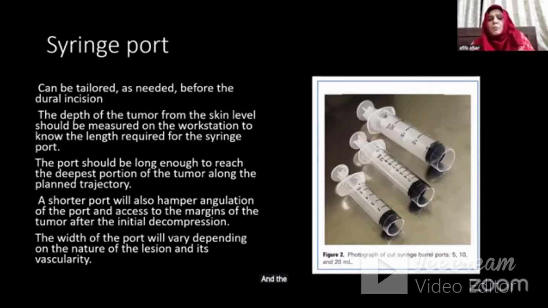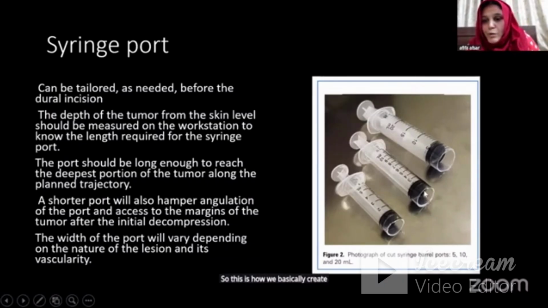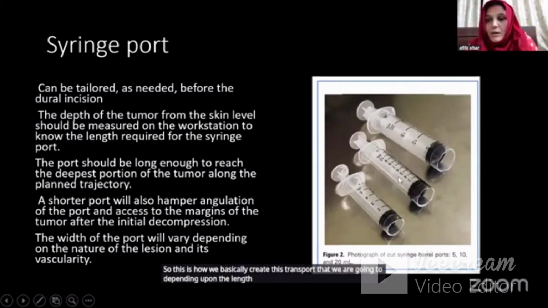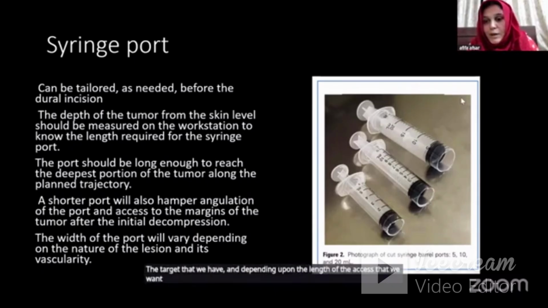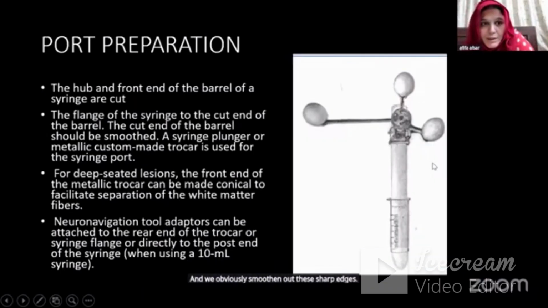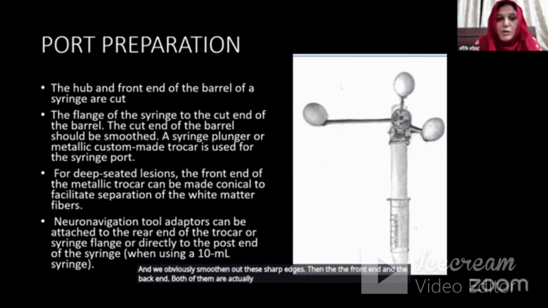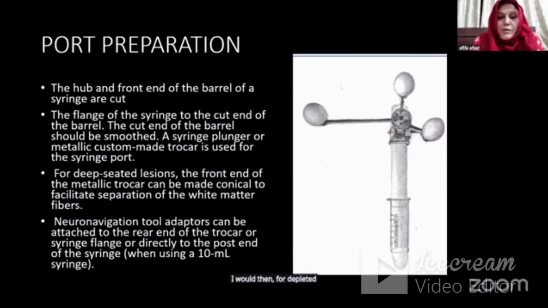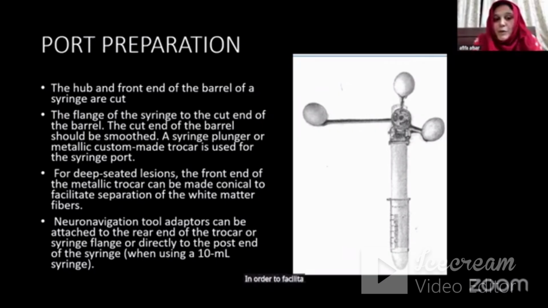The width of the port also varies depending upon the nature of the lesion and its vascularity. This is how we create the syringe port: depending upon the length of the target and the length of access we want, we cut the syringes and smoothen out the sharp edges. Then the front end and the back end are both cut and smoothed out. For deep-seated lesions, the front end of the metallic trocar can also be made conical to facilitate separation of the white matter in a dissipated manner.